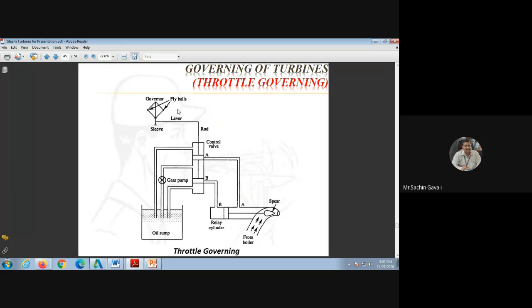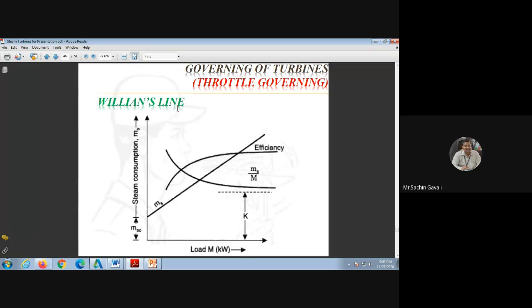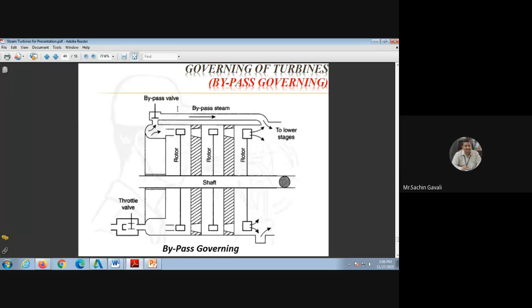म्हणजे दिस इज बाय द गव्हर्निंग ऑफ द टर्बाईन. आपल्या सिलेबसला नाही तरी पण तुम्हाला माहितीसाठी असावं. गव्हर्निंग म्हणजे टू मेंटेन द कॉन्स्टंट स्पीड ऑफ द टर्बाईन, आणि ह्यासाठी थ्रोटल गव्हर्निंग, नोझल गव्हर्निंग, बायपास गव्हर्निंग किंवा ह्या तीनचे कुठलेही कॉम्बिनेशन करून आपण टर्बाईनचं स्पीड कॉन्स्टंट मेंटेन करू शकतो. ओके, तर गव्हर्निंग आपल्या सिलेबसला नाहीये.